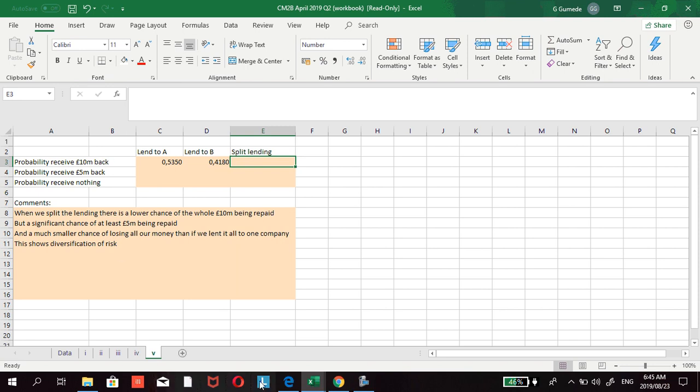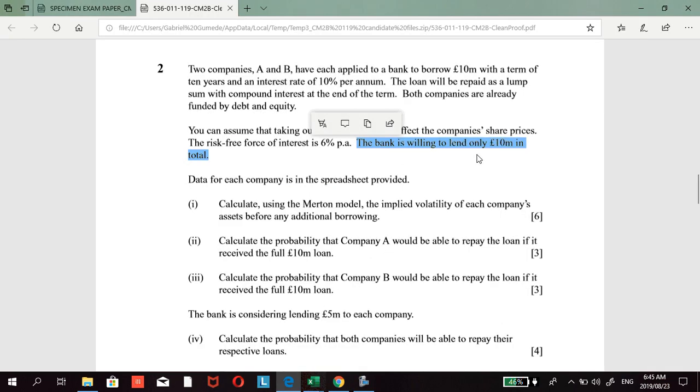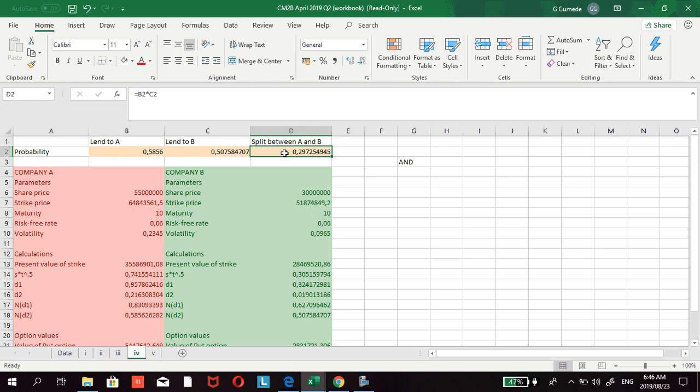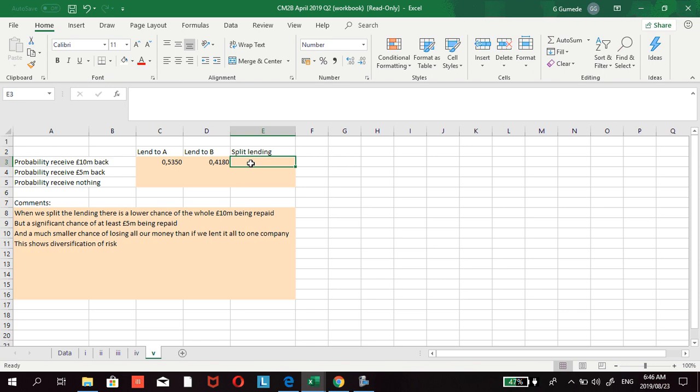Now remember, the bank is willing to lend only 10 million. So in the case of split lending, that means company A will get 5 million and company B will get 5 million, which means the probability that they receive 10 million if they split lending is the probability I calculated here. Okay, it is equivalent to the probability I calculated here. So I'm going to pick up that value.